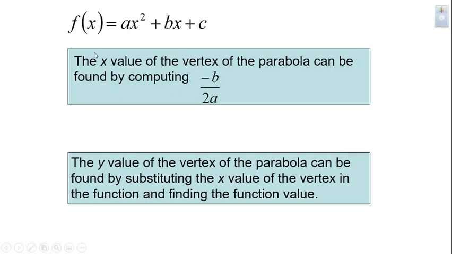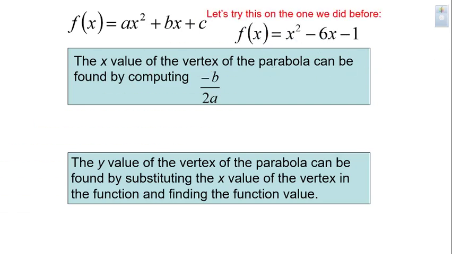To find the vertex, we need to find the coordinates of h and the coordinates of k. To find the coordinates of h is pretty simple. h is equal to negative b over 2a. That is a shortcut from completing the square. So remember now, a in this case is 1, b is -6, and c is -1.